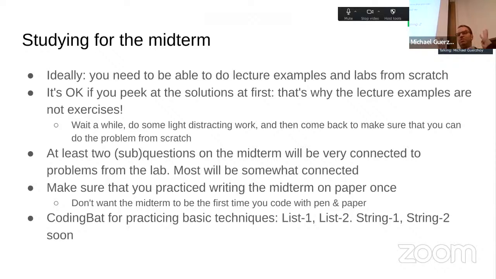Now, if you follow this approach of I got to know the solutions to the labs, I got to know the solutions to the examples from the lecture, you don't want to read it and then try it right away, because you don't want just memorization, you want deep understanding. One way to achieve that without fooling yourself into thinking that you understood, when actually you just memorized, is to read it for a bit and then clear your head, do some light distracting work, calculus practice or something, take a walk, and then come back and do it from scratch.